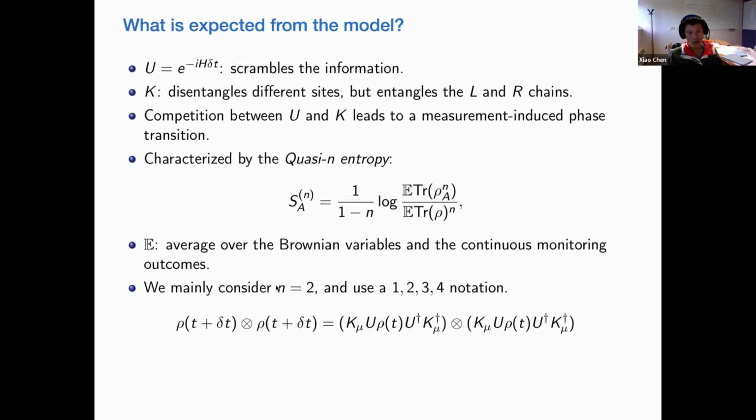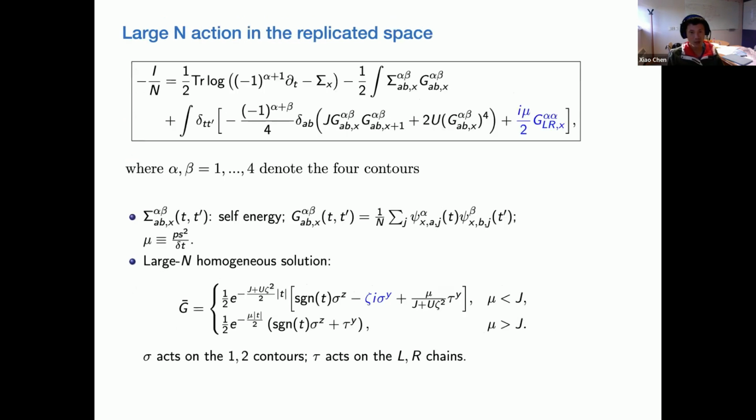So we will consider the n equal to 2 case. In this case, there will be 4 copies of the state, because we are considering 2 density matrices, and there are 2 forward, 2 backward. These are some technical details. You don't need to worry about this.